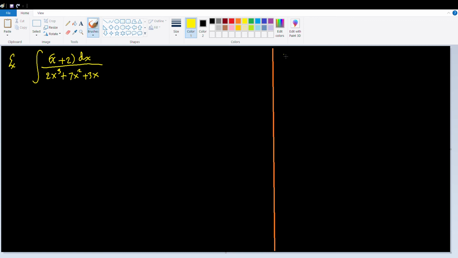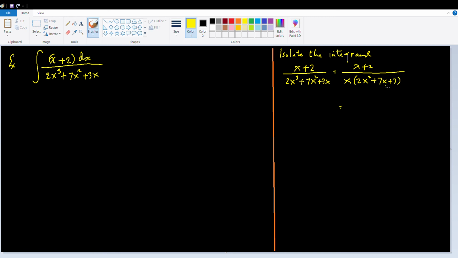We isolate our integrand just like what we did earlier. So isolate the integrand. When we speak of the integrand, it refers to the function without the differential. So x plus 2 all over 2x cubed plus 7x squared plus 3x. We can factor x first in the denominator. That will be 2x squared plus 7x plus 3.